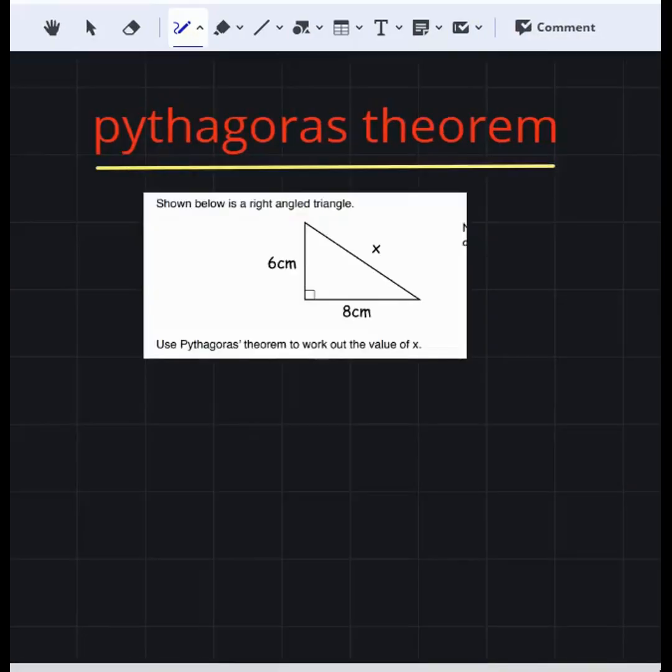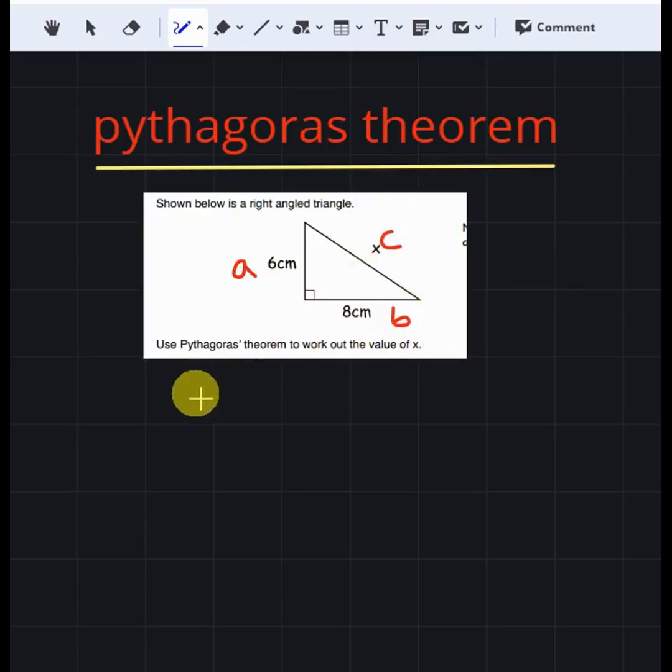Now I will explain how to find the missing side in a right angle triangle by using Pythagoras theorem. If you look at this example, it says shown below is a right angle triangle. You have to use the Pythagoras theorem to find the value of x. So first of all, I have to identify the sides. This is the hypotenuse, so it is represented by C. This side is A and this side is B. Whenever you are finding the hypotenuse, first you have to say that C squared is equal to the sum of the squares of the two shorter sides, A squared plus B squared.